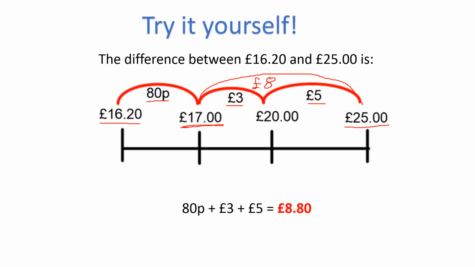So £8 plus 80 pence would be £8 and 80. And that is the difference between these two money amounts. So you still get the same answer, it's just added in less jumps. So when you're doing your own number line, you could be thinking about how many jumps you would do it in to make it easier for you.